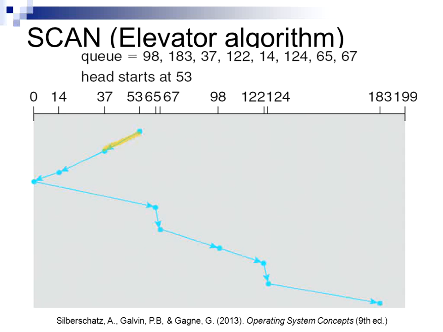So we go from 53 to 37, then it's still moving in the same direction, and we would hit 14 as the next cylinder, and then we keep going until we finally get to one end of the platter, and then we have to move in the other direction. So it starts moving in the other direction, and the next cylinders we would hit would be 65, then 67, and then it would go out to 98, then 122, 124, 183, and if we continued on, it would go out to 199. And when it hit that, it would start going back.